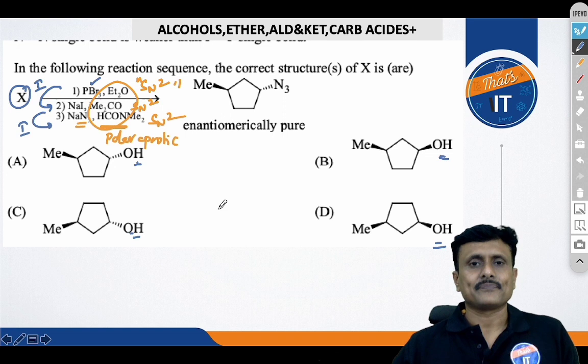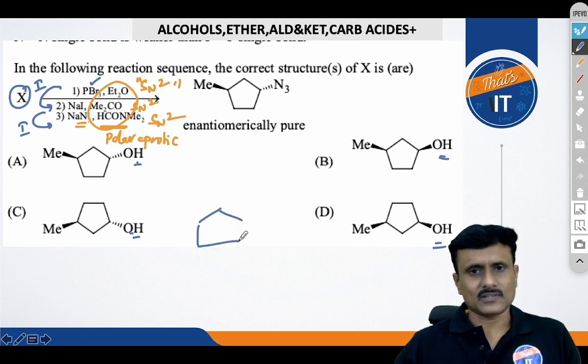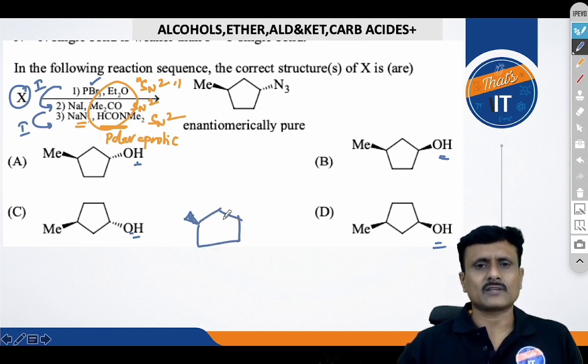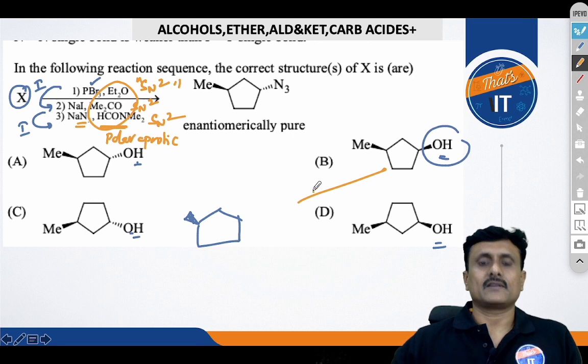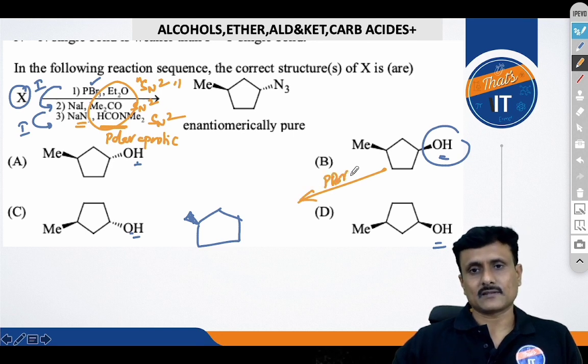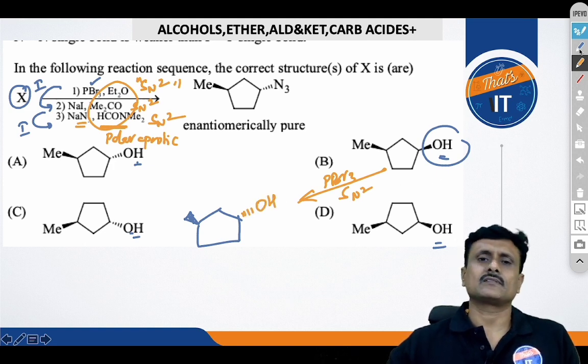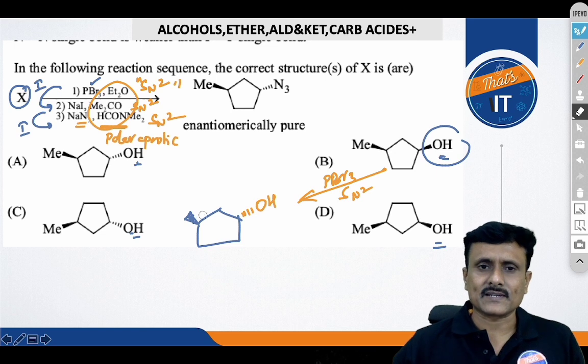Now we can see that, since I know the answer, I am directly writing the structure. Otherwise you have to carefully sort it out. I will take this and carry out the SN2 reaction by using PBr3. So what will happen? The inversion of configuration will take place where OH will lie opposite, isn't it? I mean, the OH is replaced by the bromine when you are treating it with PBr3.